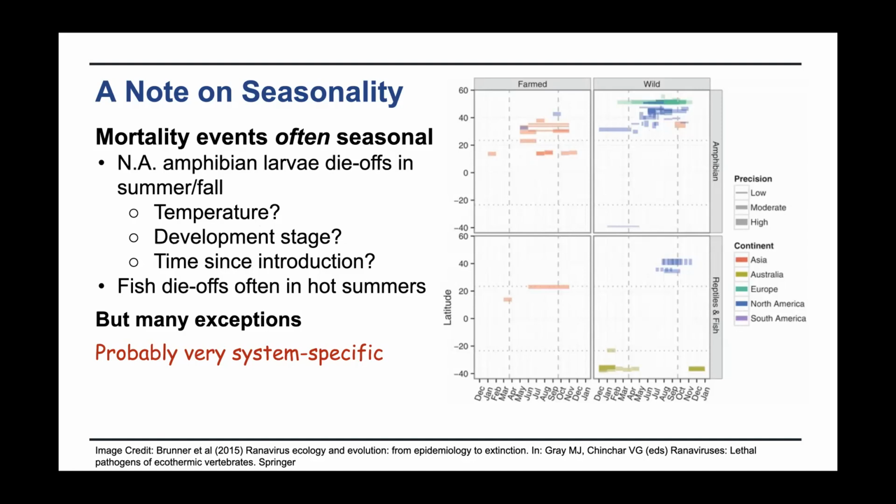So we would just have to wait until an epidemic hits enough of the population that then you see mortality events. Again, in fish, the die-off events are often associated with poor environmental conditions like temperature spikes in the summer. So there is clearly seasonality, but that seasonality is probably very system specific.